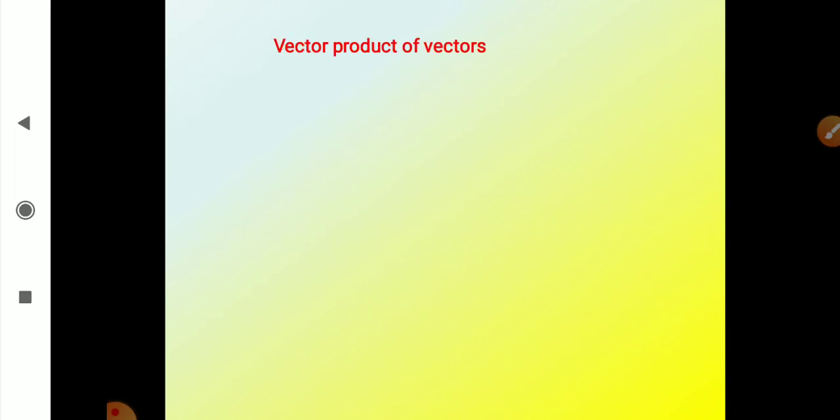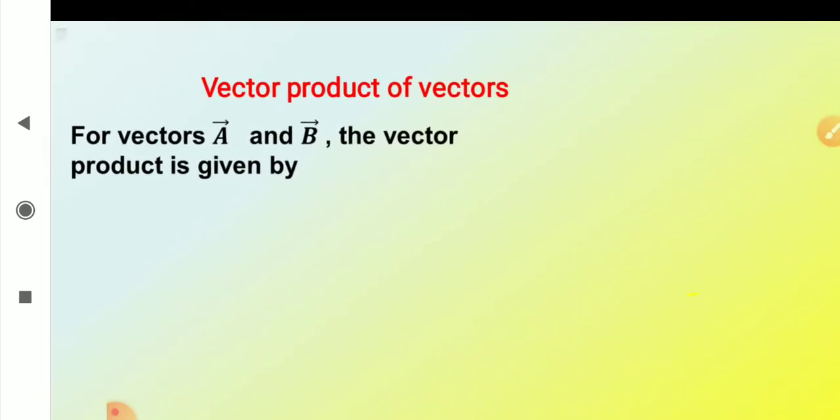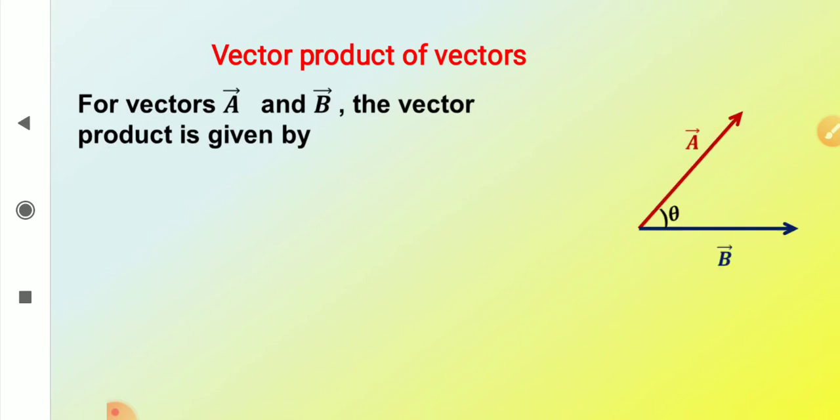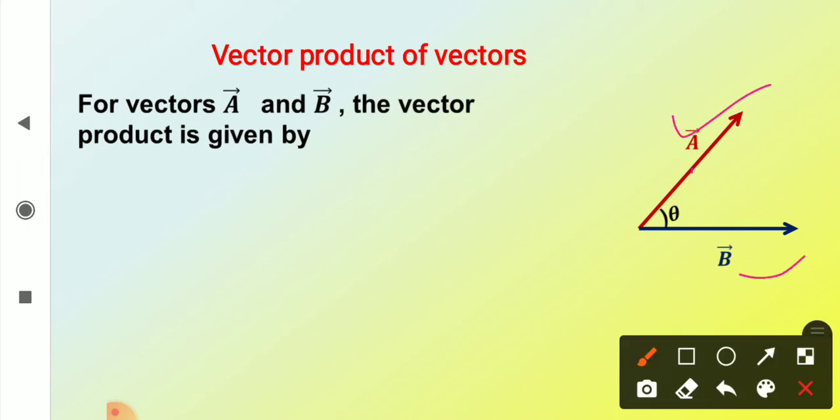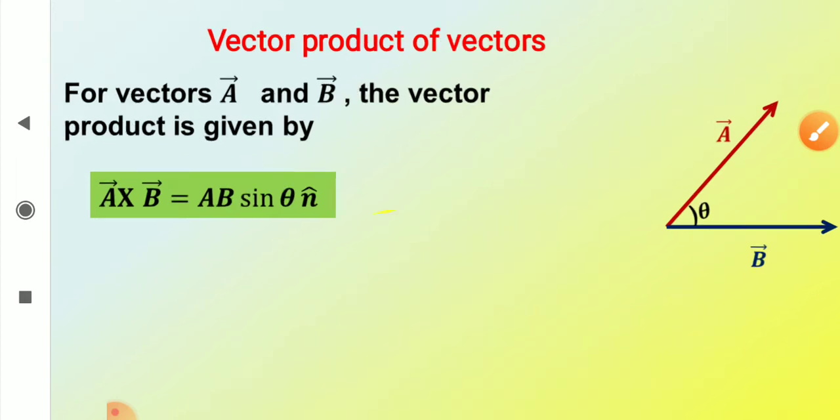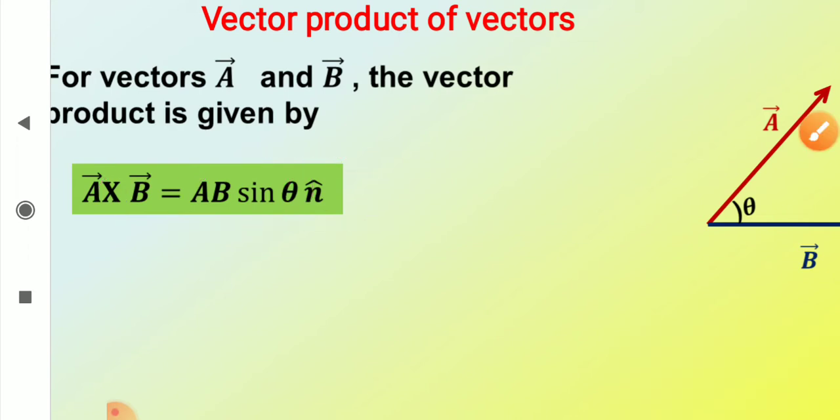And now let us talk about vector product. Now when product of two vectors is a vector, it is vector product. So for vectors A and B, the vector product, we have been given these two vectors A and B with angle between them as theta. So now the relation for the vector product is vector A cross vector B is equal to AB sin theta and unit vector n.